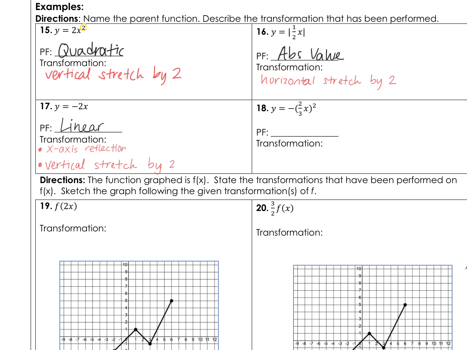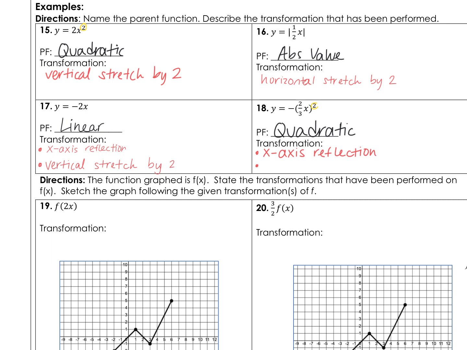Okay, see if you can figure out number 18 now. Again, the negative is its own thing. The 2/3 is its own thing. There are 2 transformations. You've got an exponent of 2, so it is quadratic again. It reflects over which axis? X-axis, because the negative is out front. Usually that's what we do, x-axis reflection. You don't usually do a lot of y-axis reflection.